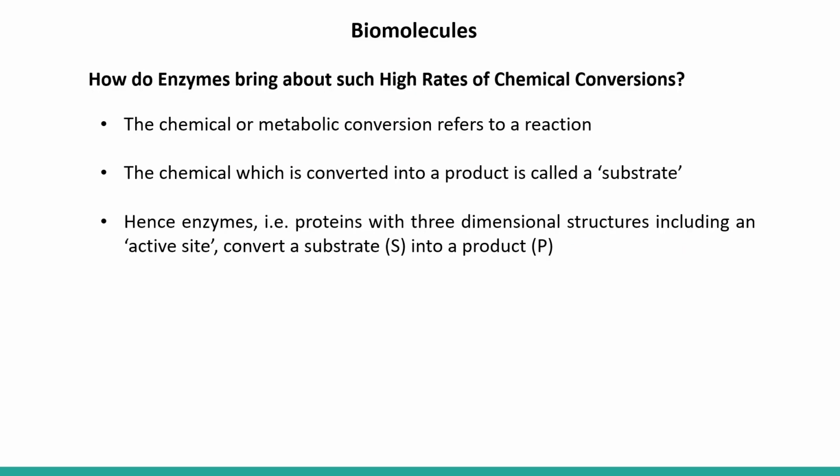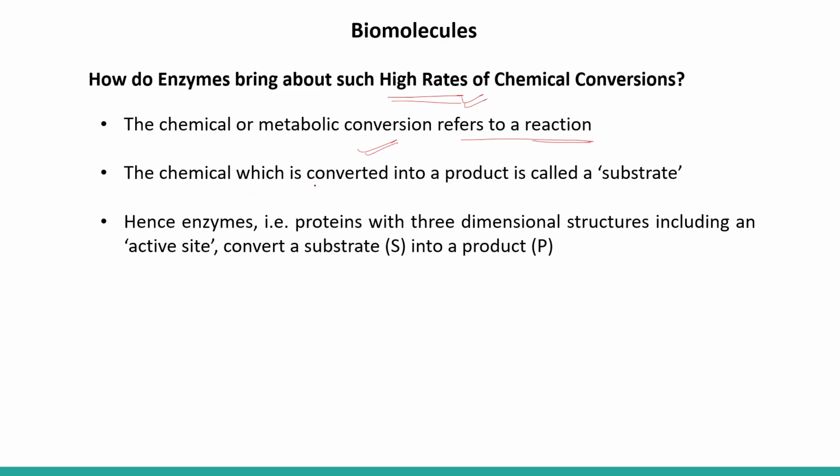How do enzymes bring about such high rates of chemical conversion? So from the discussion till now, we understand that chemical reactions increase their rate in the presence of certain enzymes. Now, how do these enzymes bring about such a high rate? Let us understand that. The chemical or metabolic conversion refers to a reaction. So what is a reaction? Any chemical change or metabolic conversion refers to a reaction.